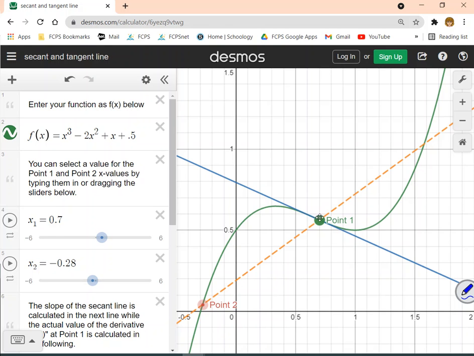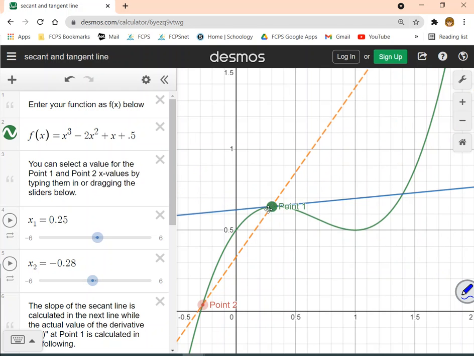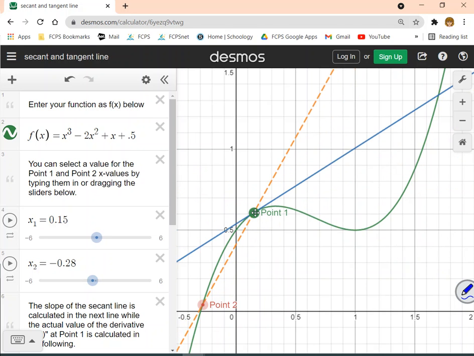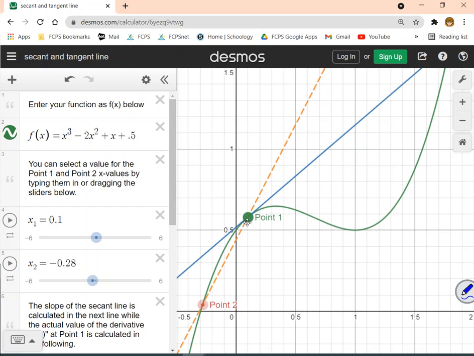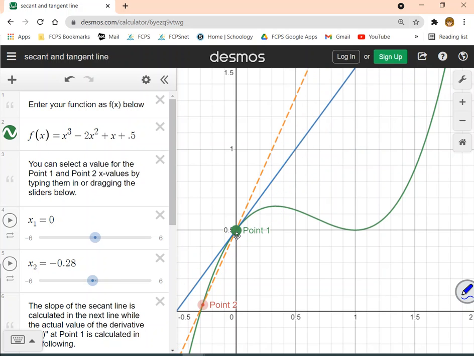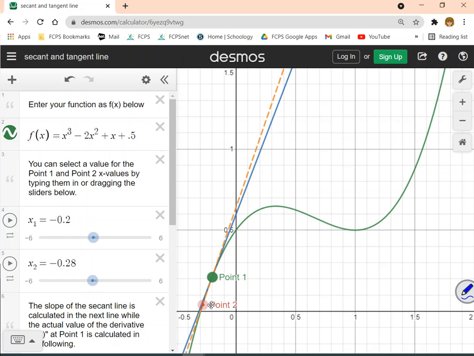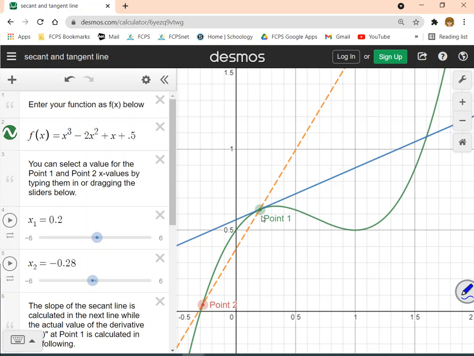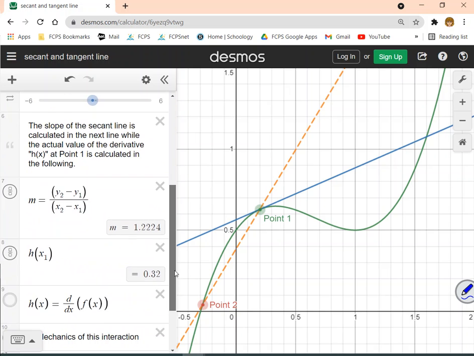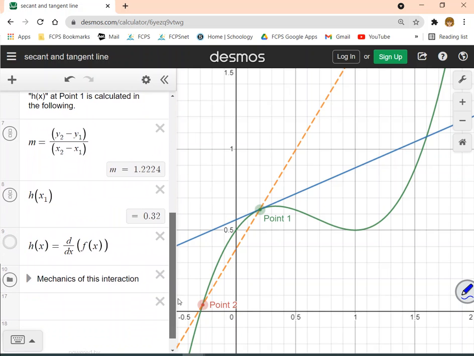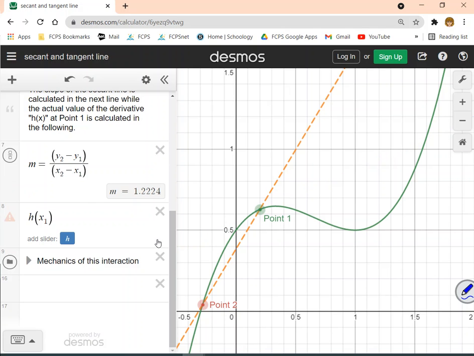What happens as we move one of the points closer to the other is you start to get a single line that matches up with this other line. You don't understand why that other line is there, so I don't want that other line there. Can I turn it off? If I take that out.